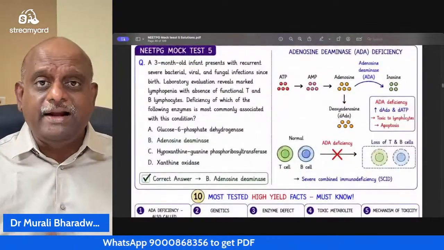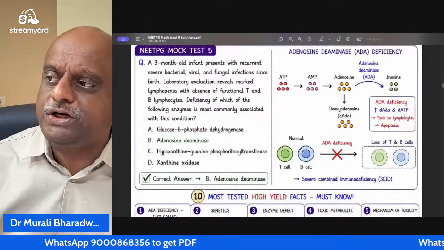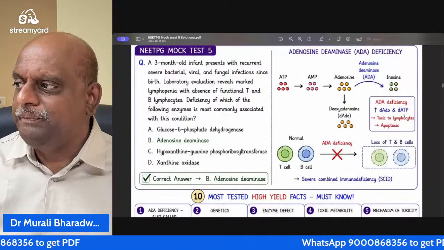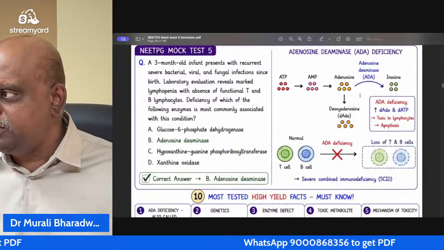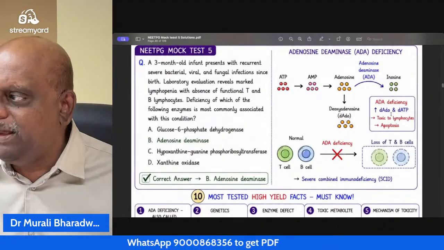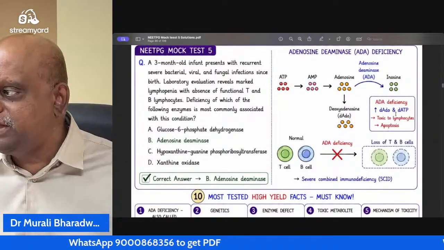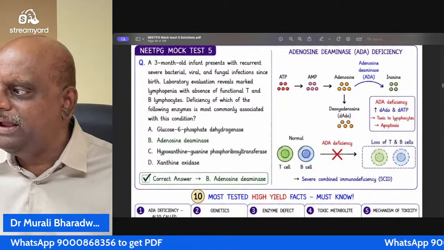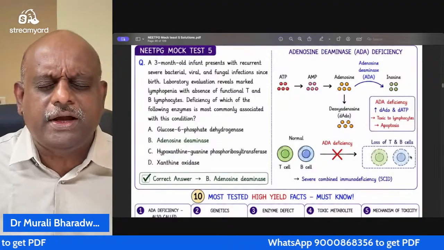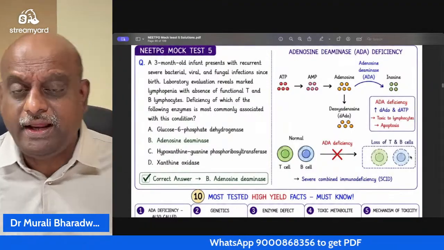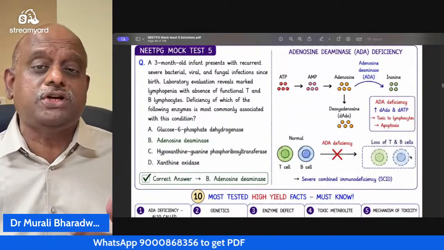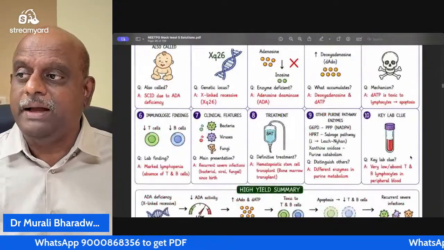3-month-old infant with recurrent severe bacterial, viral, fungal infections. So typically ATP becomes AMP, becomes adenosine, becomes inosine and deoxyadenosine. In ADA deficiency there is an increased deoxyadenosine and deoxy-ATP, which is toxic to lymphocytes. There is a loss of both the T lymphocyte and the B lymphocyte whenever there is any severe combined immunodeficiency because of the adenosine deaminase deficiency is what we have to remember.